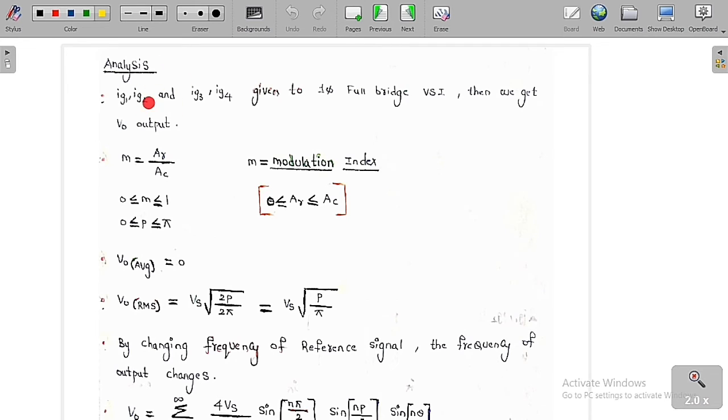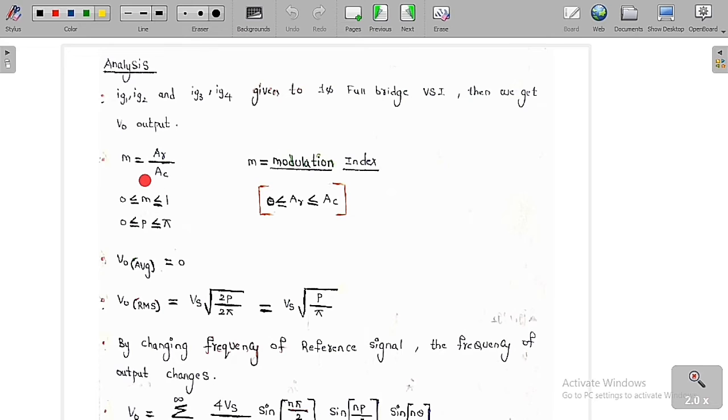Now I want to do the analysis of this circuit diagram and these graphs. Here Ig1, Ig2, Ig3 and Ig4 are given to the single phase full bridge voltage source inverter, and then we get the V0 output. I have already told you that we give these triggering pulses to the switches, and based on this we get the output voltage that we have got.